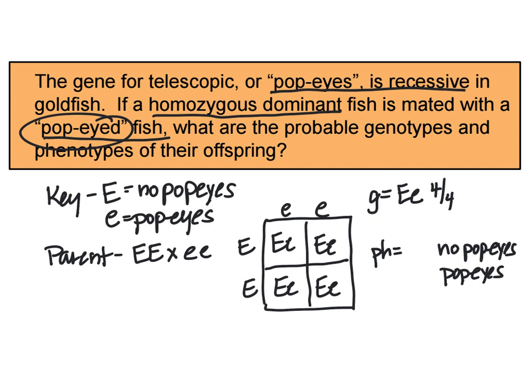And if I look up here at my genotype, remember, if there is a dominant allele, it's going to show the dominant trait. So my dominant allele is in all of my offspring. That means that there are going to be 4 out of 4 no pop eyes, 0 out of 4 pop eyes.